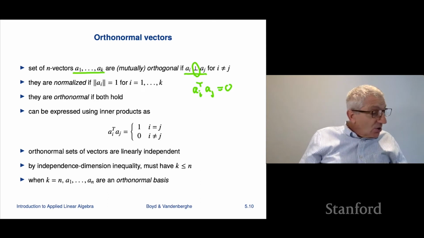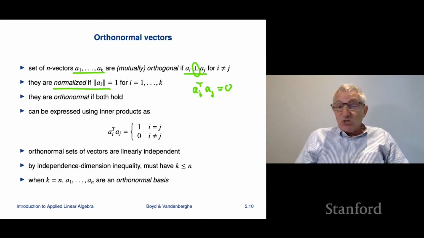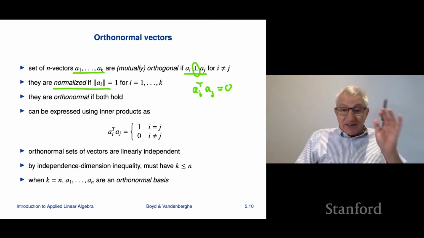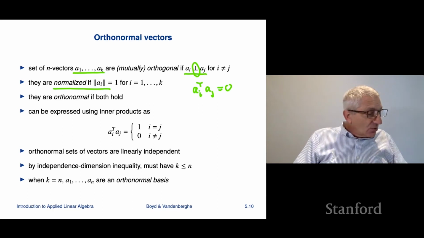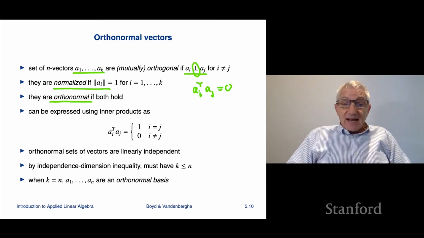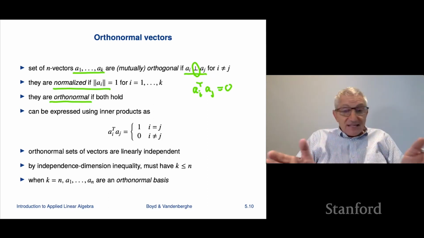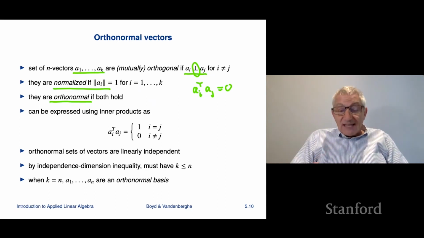A set of vectors is called normalized if they have length 1. It just means they're not like some of them are big and some are small. They're all the same size, specifically size 1. Then they're called normalized. And a set of vectors is called orthonormal if both hold. That means two things. Number one, any distinct pair of them, you can't have I equal to J, has an angle of 90 degrees. They're orthogonal. And number two, each vector has a norm, or length, of 1.